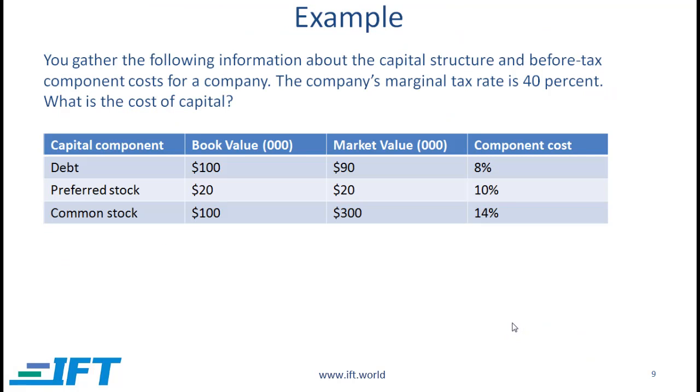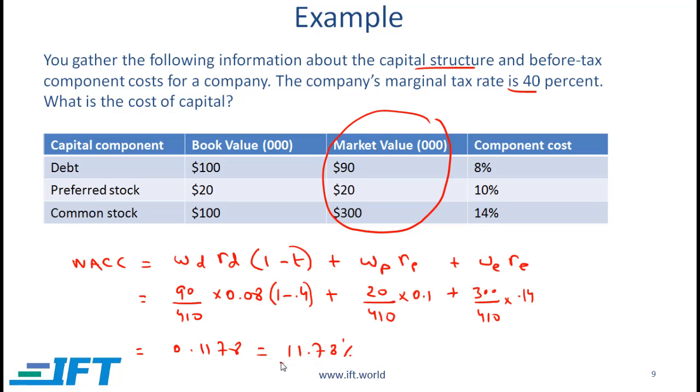This should be a really simple example given that we've just talked about the subject matter. You gather the following information about the capital structure and before tax component costs for a company. You are given the tax rate, what is the cost of capital. The key point here is that you are supposed to use market values. So to do a cost of capital calculation, which hopefully you are getting comfortable with, we need to come up with our weightages and then multiply by the component cost. Here is what you should get.